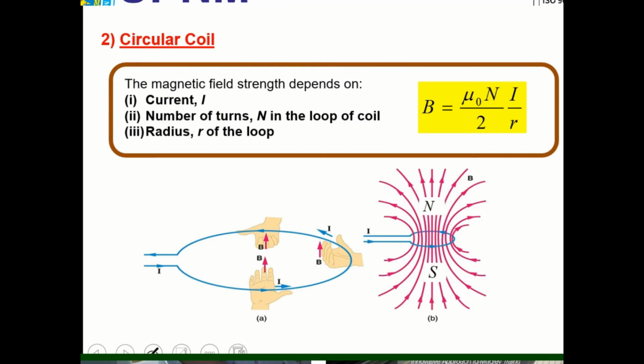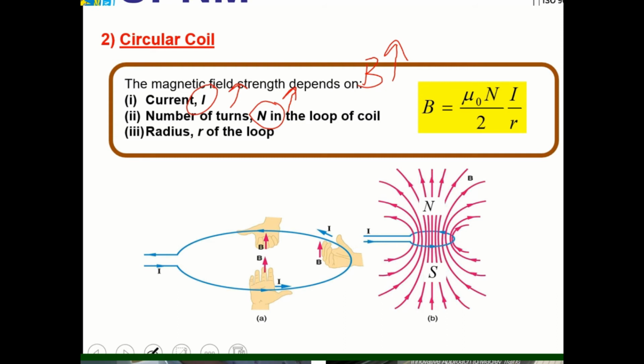Okay, another case for magnetic field, biasanya kita pernah tengok pada circular coil. Coil yang dia bulat. Alright, so the magnetic field, the formula is µ0 and I over 2R. Magnetic field directly proportional to the number of turns and also current. Meaning that greater current, greater number of turns will produce greater magnetic field.